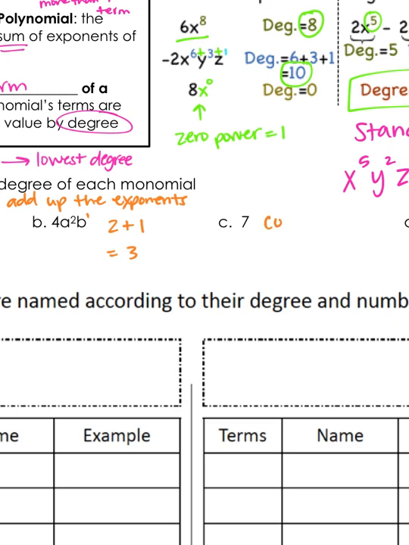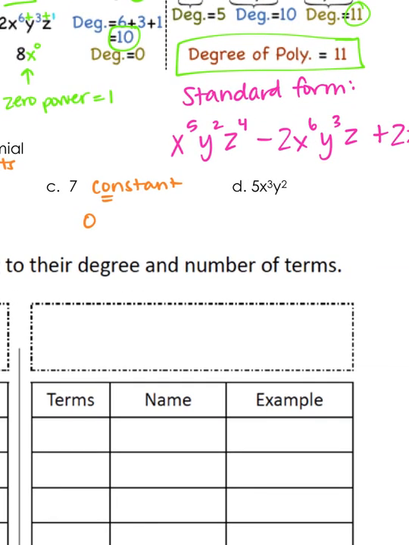7 is a constant. So constant means the degree is 0. And this last one, 5x cubed, y squared. I'm going to take 3 plus 2, and that gives me a degree of 5.